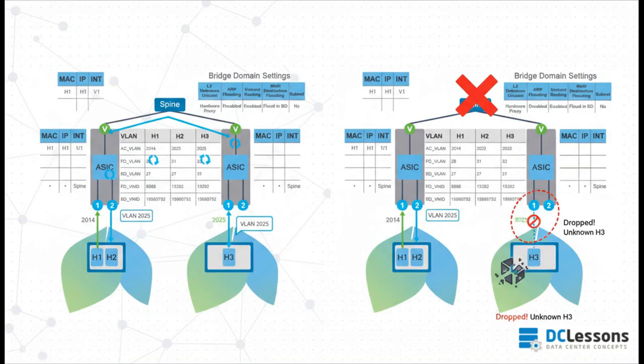In proxy mode, if the spine knows H3 is on that other leaf using VLAN 2025, it does something really intelligent. It doesn't just forward the packet. It includes the policy information so that the destination leaf knows to put the correct VLAN 2025 tag on the frame before sending it out. But of course, if the spine doesn't know about H3, well, you know the drill by now.